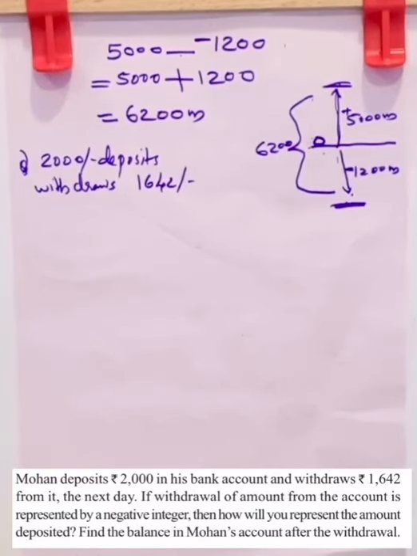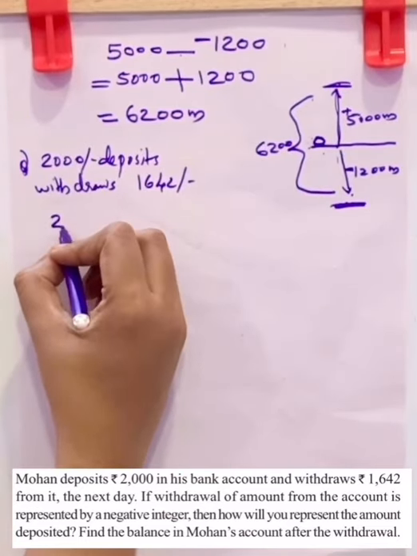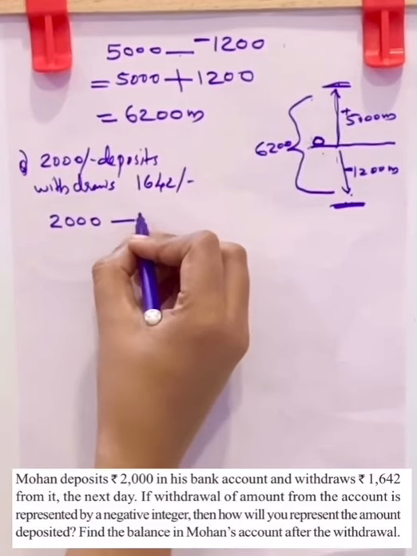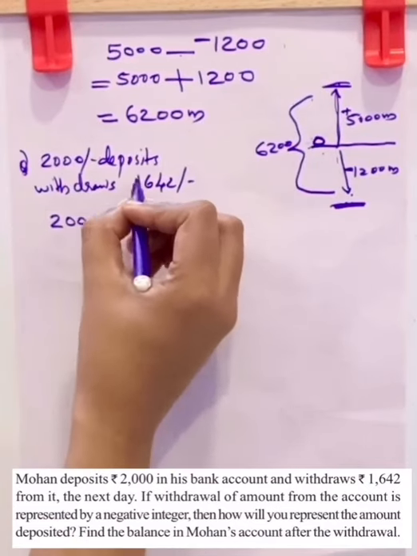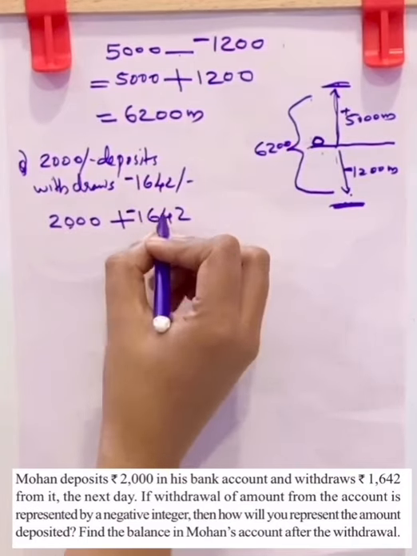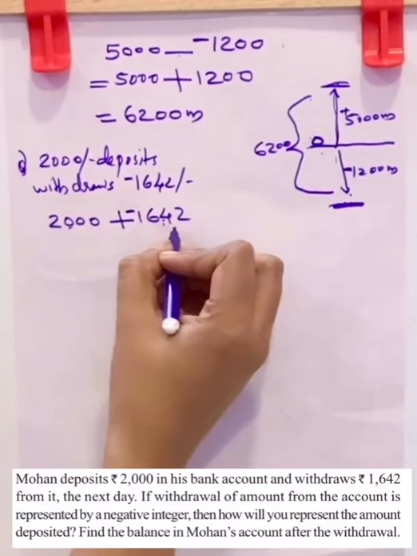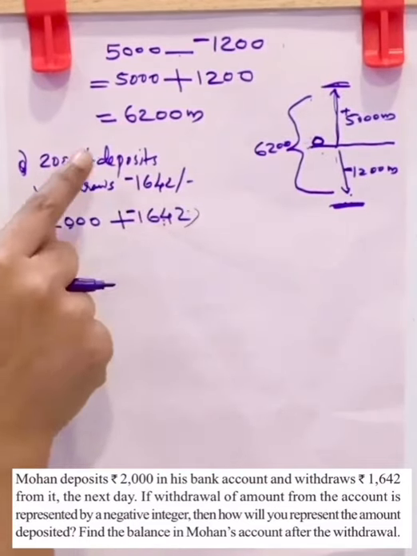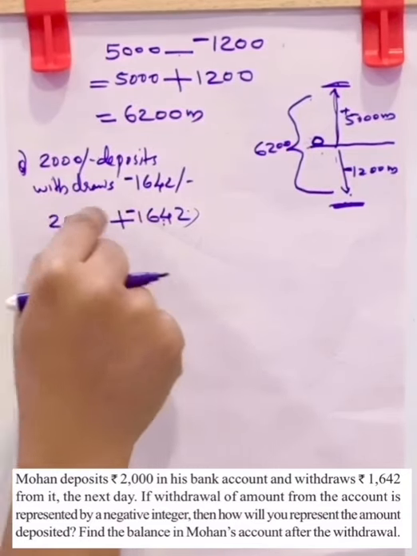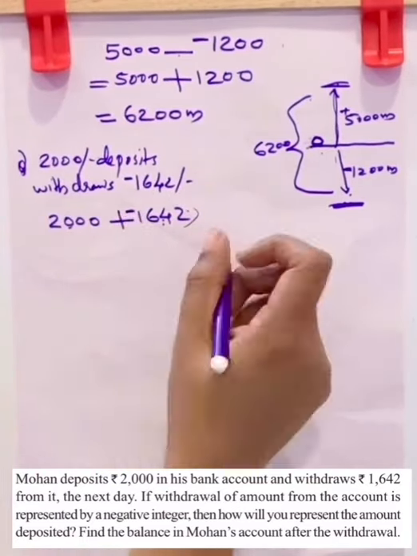Now, find the balance in Mohan's account after the withdrawal. Withdrawal is represented by a negative number and deposit is represented by a positive number. So the total amount will be the sum of these two numbers. Here one is positive and one is negative, so you want to subtract.